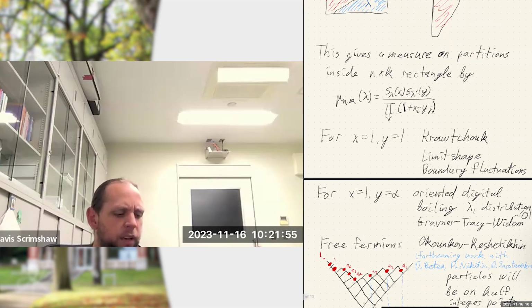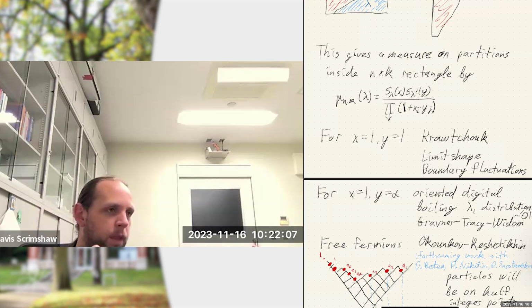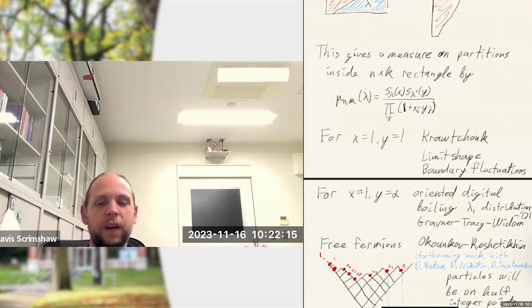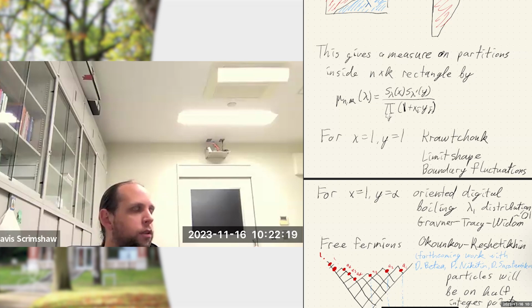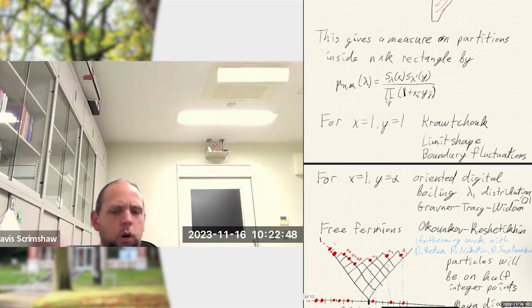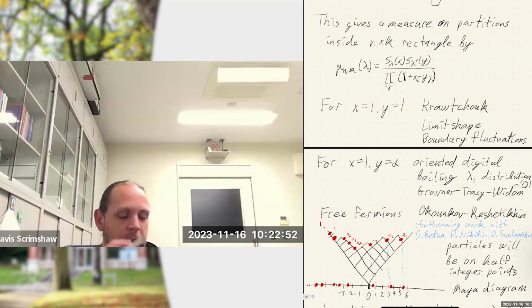A particular example is when x is equal to 1 and y is equal to 1. It turns out this is equivalent to a certain random point process where you choose points in a discrete space with finite probability, and the way you do this is by determinants given by Krawtchouk polynomials. For this case, we understand something about the limit shapes and the boundary fluctuations, but we're going to basically talk about the limit shape and give a proof of this. We're going to more or less prove it two ways today. And then we'll talk a little bit about how to get the boundary fluctuations.